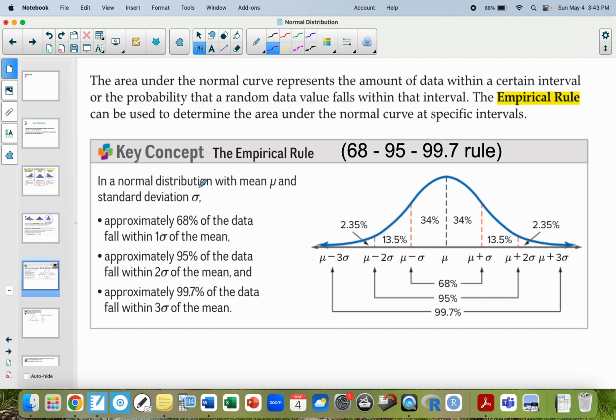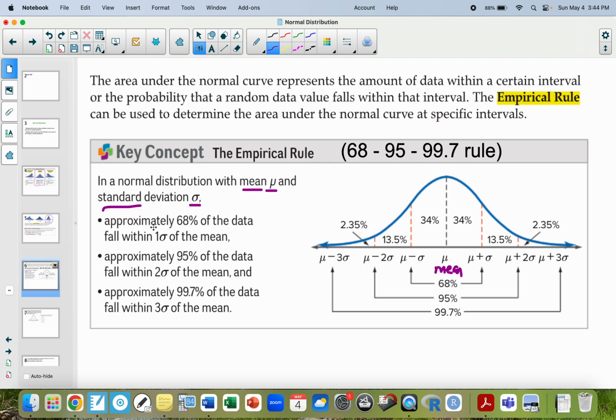It says in a normal distribution with mean, and this symbol mu, that's the symbol we use for mean, and that is shown right here. So this in the center of my graph is my mean, and standard deviation, sigma. This is our symbol for standard deviation. If we look at our graph, go ahead and draw this normal curve. It's always going to be this bell-shaped curve. The mean is always right here in the middle. This symbol, remember, means it's the mean.